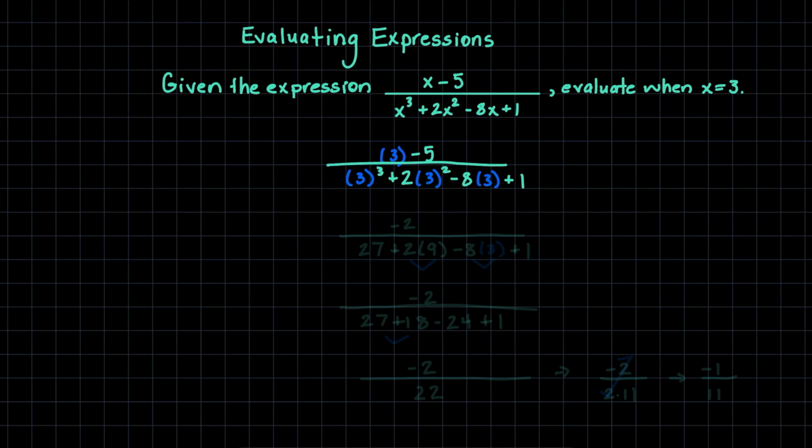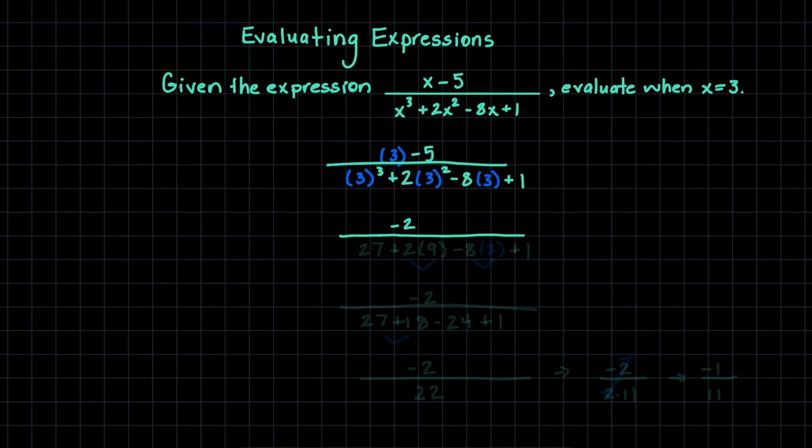So remember from order of operations, fraction bars are just groupings. So we treat the numerator like its own grouping and the denominator like its own grouping. So in the numerator, we just have 3 minus 5, which is negative 2. Now the denominator, we start over with correct order of operations.